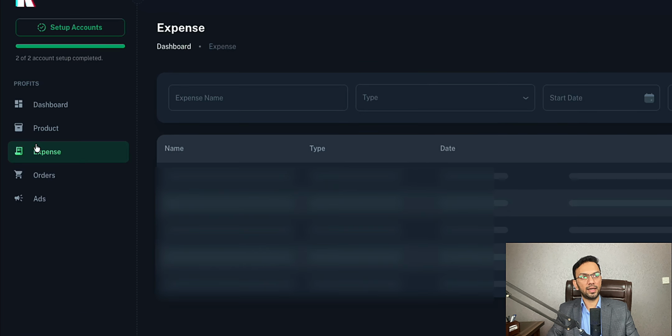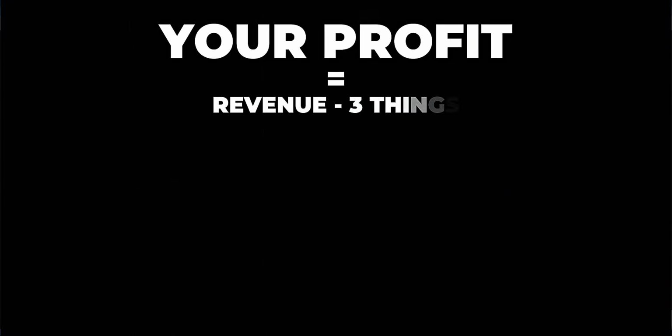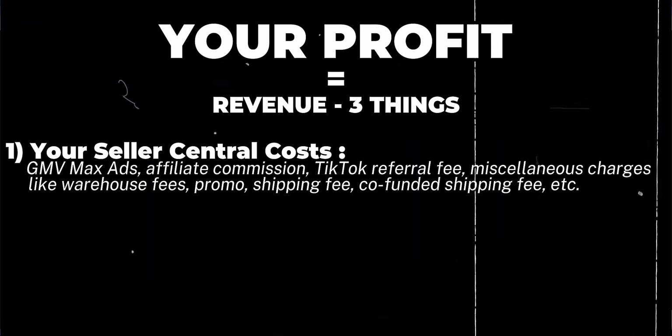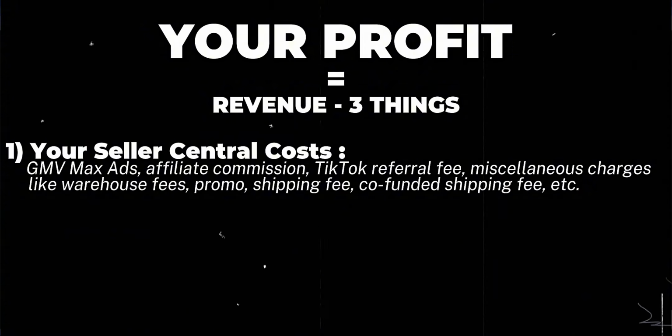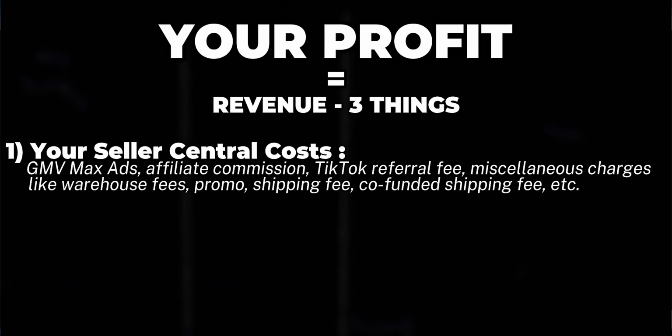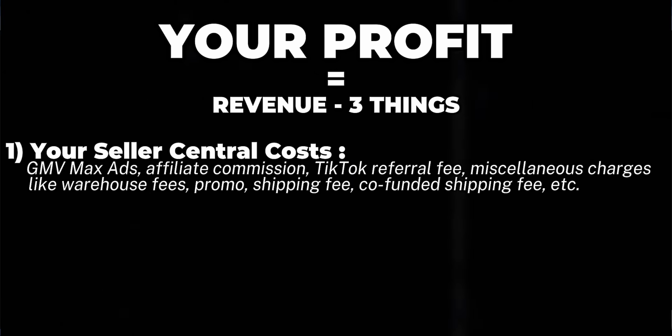Then indirect expenses. Basically your profit is revenue minus three things. First, your seller central cost, which includes affiliate commissions and TikTok Shop commission. Then there are some miscellaneous charges, for example the warehouse fee, the promos, the shipping fee, the co-funded shipping stuff. This is combined with the first component, and both come under one umbrella, that is the advertising cost, GMV Max ads majorly. Now this is the first section.